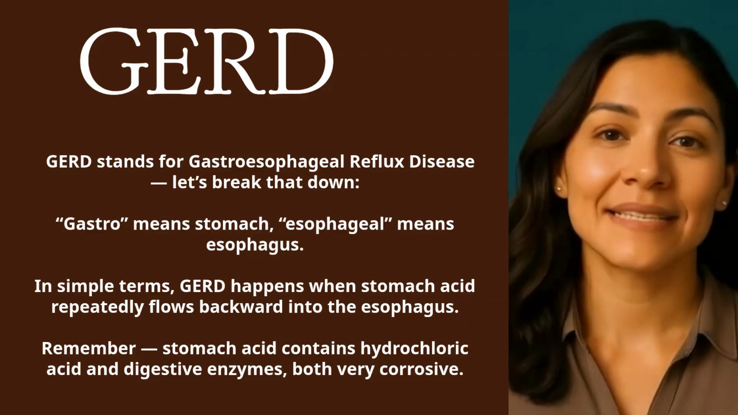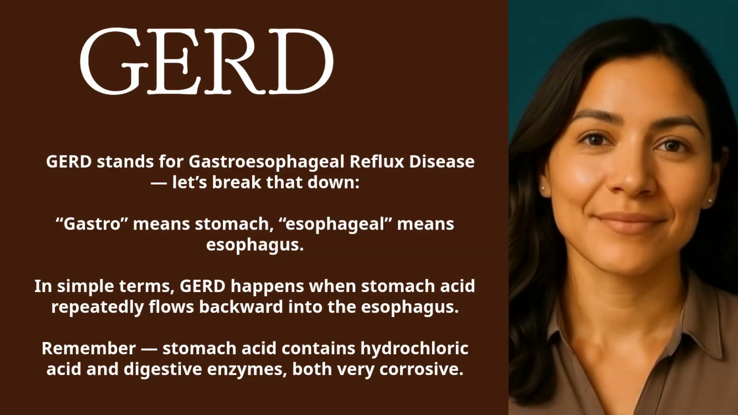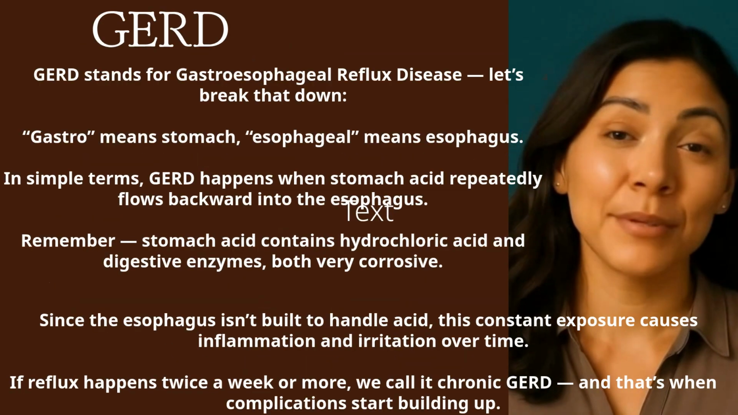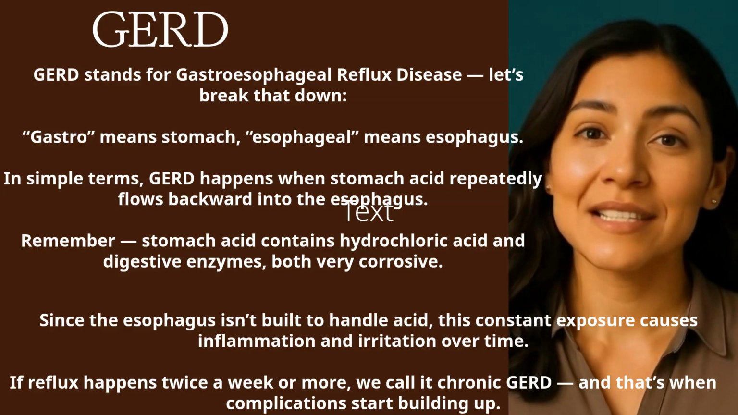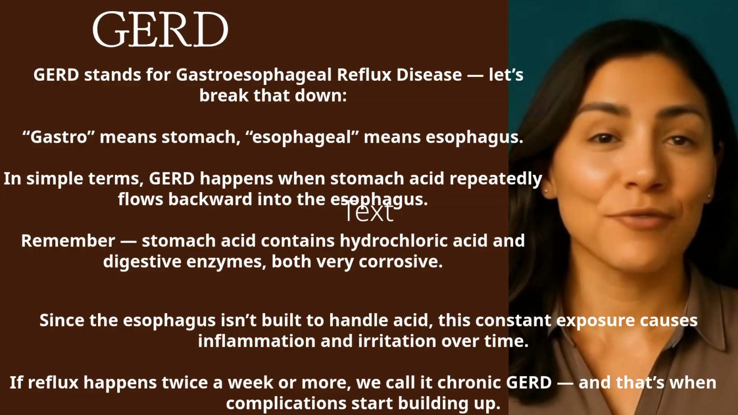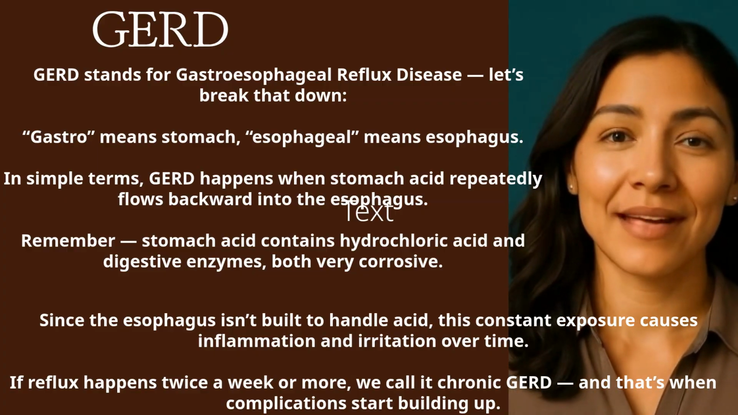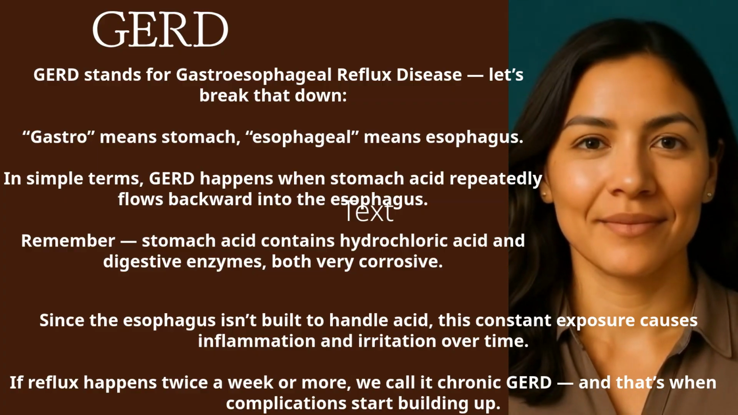Remember, stomach acid contains hydrochloric acid and digestive enzymes, both very corrosive. Since the esophagus isn't built to handle acid, this constant exposure causes inflammation and irritation over time. If reflux happens twice a week or more, we call it chronic GERD, and that's when complications start building up.